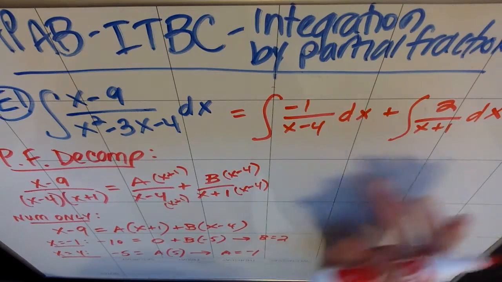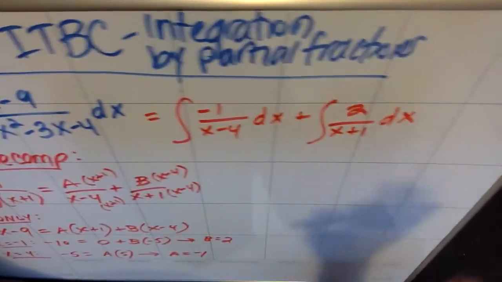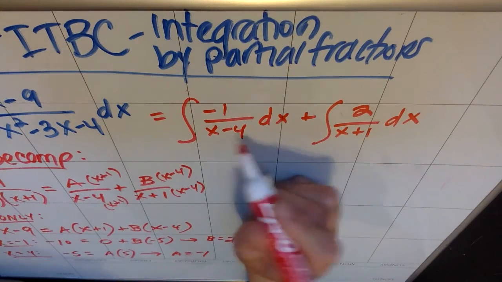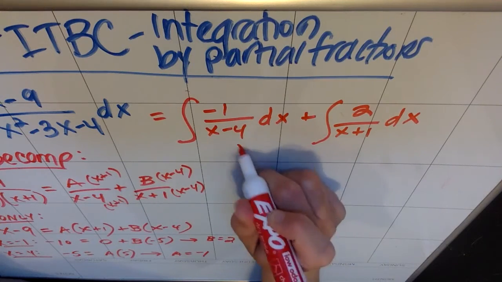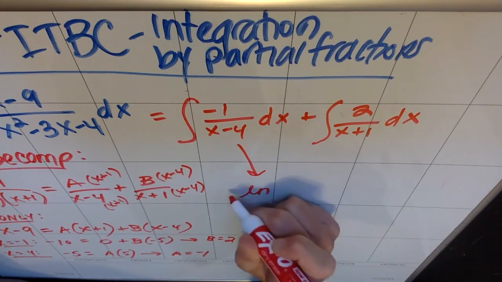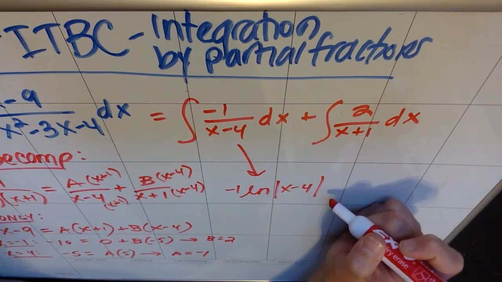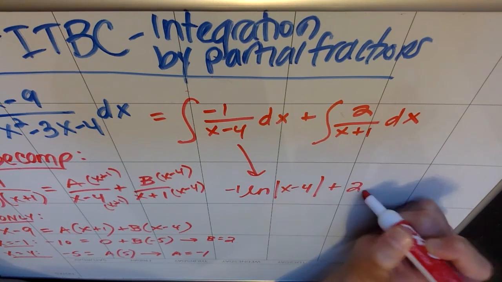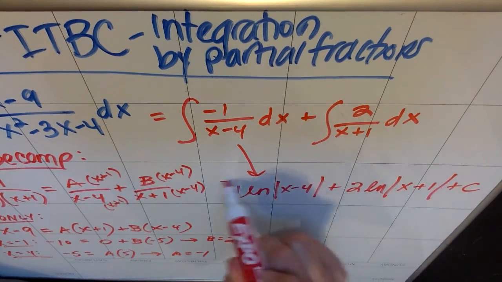So now I'm going to integrate these, right? So when I integrate each one of these, technically they are u-sub, right? Your u is the x minus 4, but conveniently, if your u is an x minus 4, your du is just dx anyway. So this guy is going to integrate to the negative 1 times the natural log of the absolute value of x minus 4, plus a 2 times the natural log of the absolute value of x plus 1, plus C.